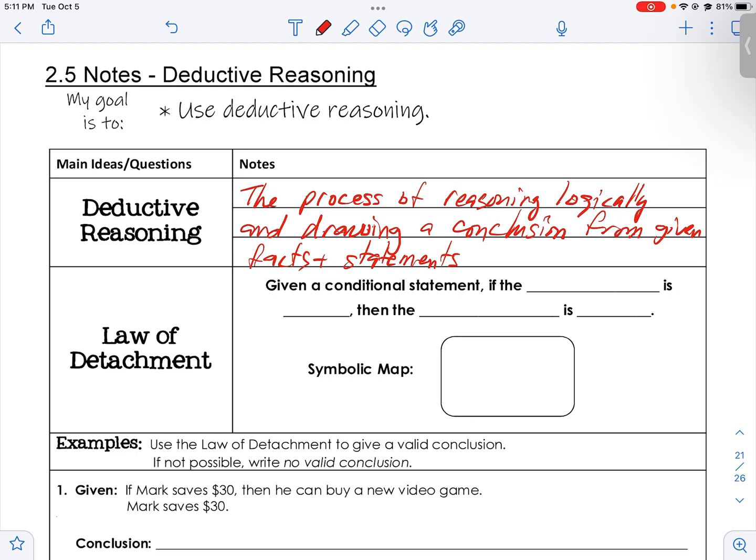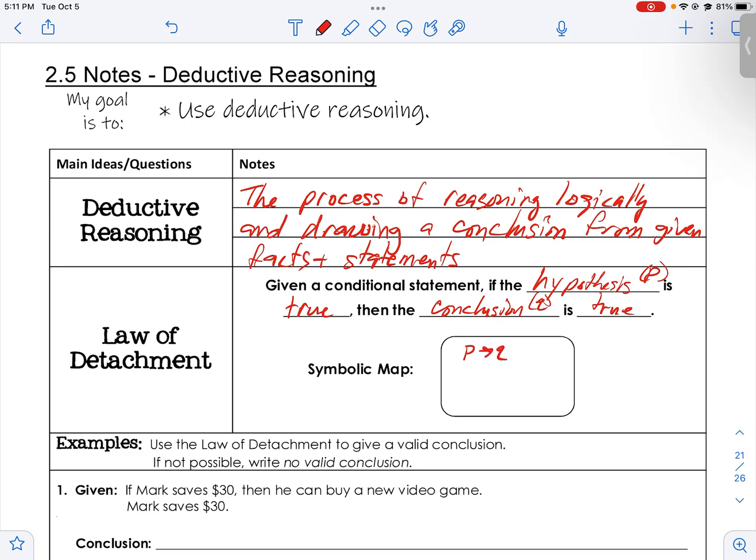In deductive reasoning, there are a couple of laws of reasoning that we use. One is called the law of detachment. When you detach something, you break it off. So when you're given a conditional statement, if the hypothesis, that's supposed to be a T or P, is true, then the conclusion, or Q, is true.